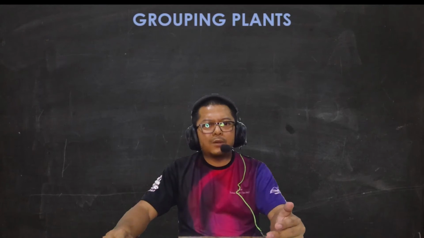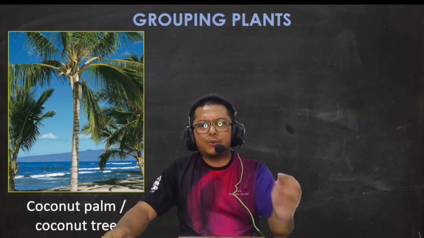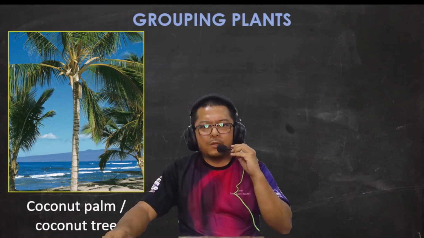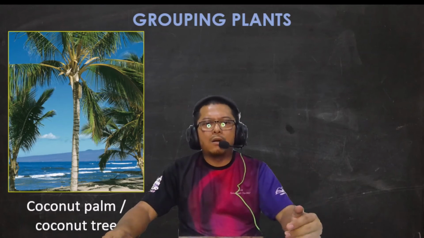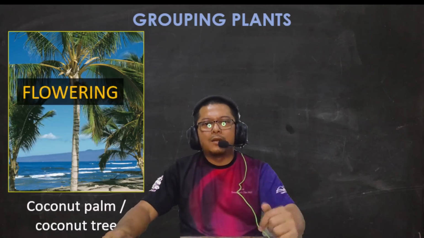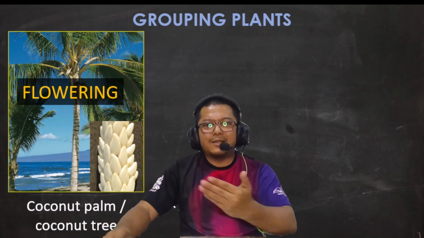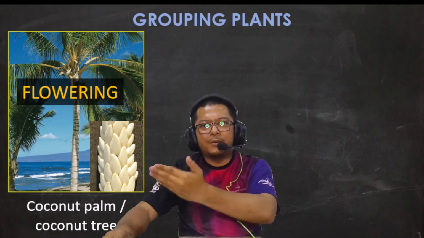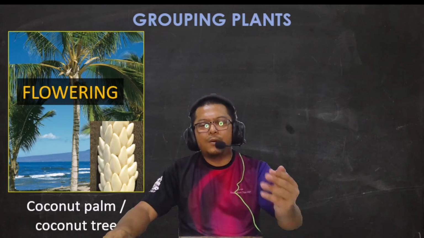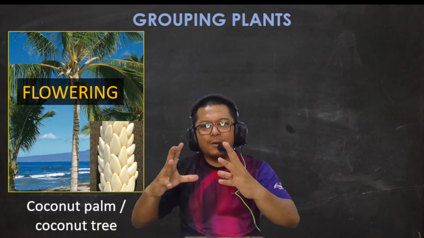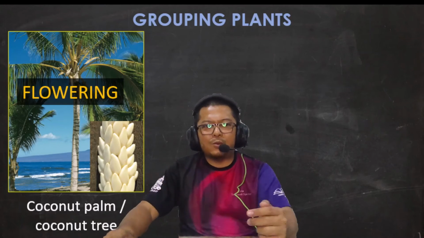And we shall fill in these two groups with the plants that we have learned just now. Okay, we start with coconut palm. Coconut palm or coconut tree, it produces fruits. Now, like I said, plants with fruits are called flowering plant. Next, that is the flower. Special picture for you. That is the flower of a coconut. Before coconut becomes a coconut, it comes from this flower first. Then it changes into a fruit.